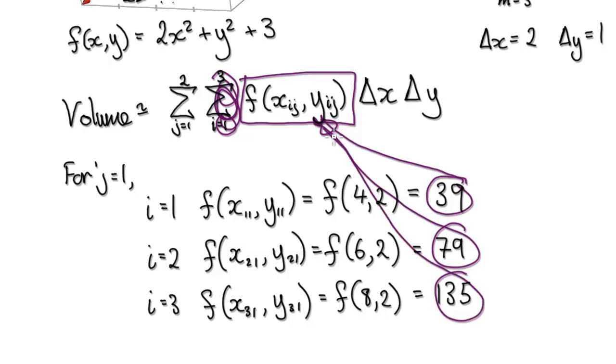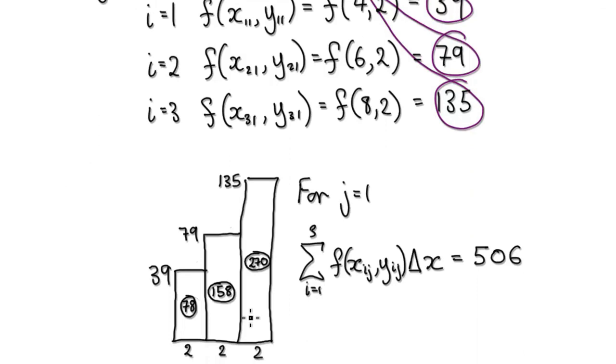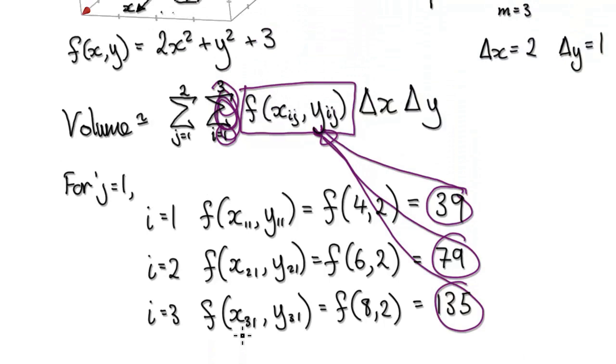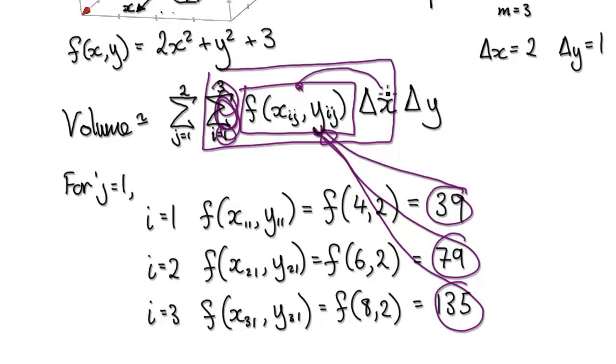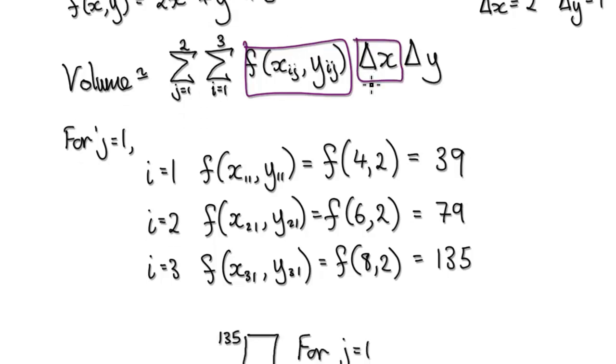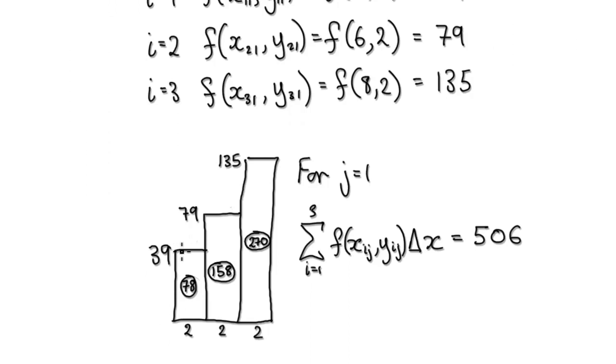So what we've got is the first height, the second height, and a third height. And then if you look at this, we've got to get the height and multiply it with the width. So we're going to get the height, multiply with delta x. That will then give us this. You get the height, and then you multiply it with delta x. That will then give you an area of this thing here, 78.